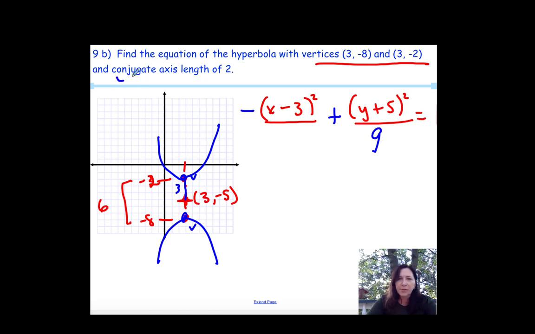Oh, we also know that the conjugate axis, that's the axis that doesn't hold anything, is 2, which means that I went 1 to the right and 1 to the left. So that means in the x direction, I went 1 to the left and 1 to the right. So therefore, that's my equation of my hyperbola in standard form.